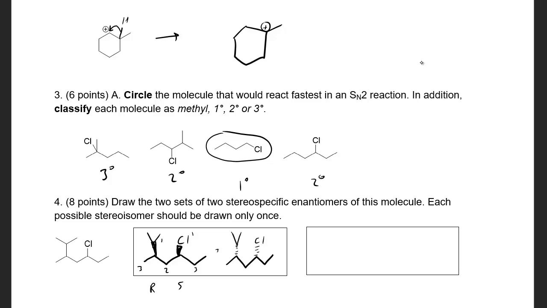So if we were to do the same thing on here, hopefully we would agree that these stereocenters are flipped. So this one is S and that one is R. All right, that is one of my two sets of enantiomers there.